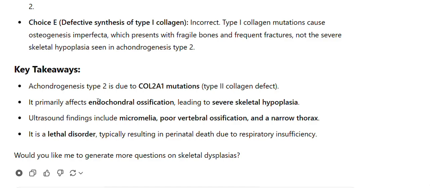Key takeaways. Achondrogenesis type 2 is due to COL2A1 mutations, a type 2 collagen defect. It primarily affects endochondral ossification, leading to severe skeletal hypoplasia. Ultrasound findings include micromelia, poor vertebral ossification, and a narrow thorax. It is a lethal disorder, typically resulting in perinatal death due to respiratory insufficiency.